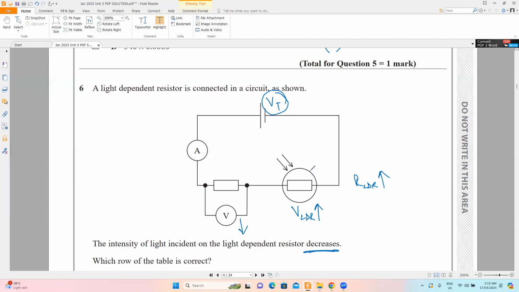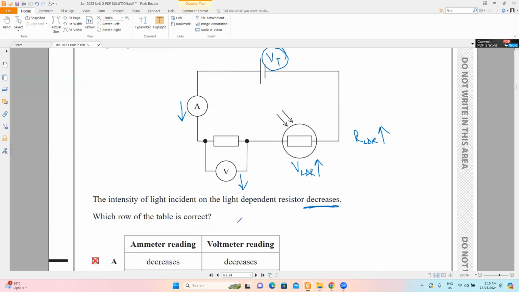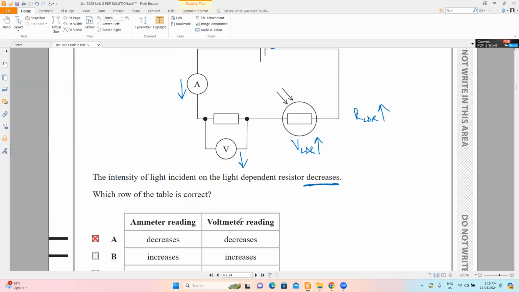Number one. Number two is, if the resistance of the LDR increases, the resistance of the entire circuit also increases. So that decreases the current. So the current decreases and the voltage decreases. So my answer is A. The ammeter reading decreases and the voltmeter reading also decreases.